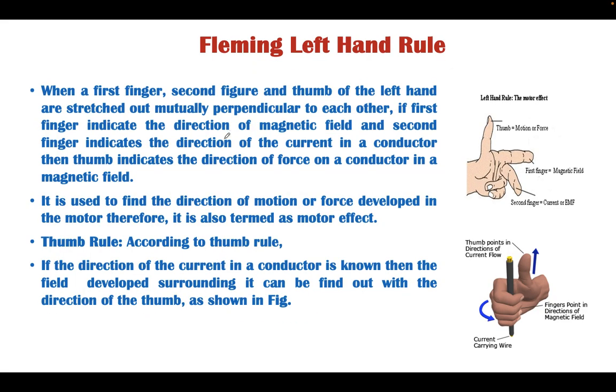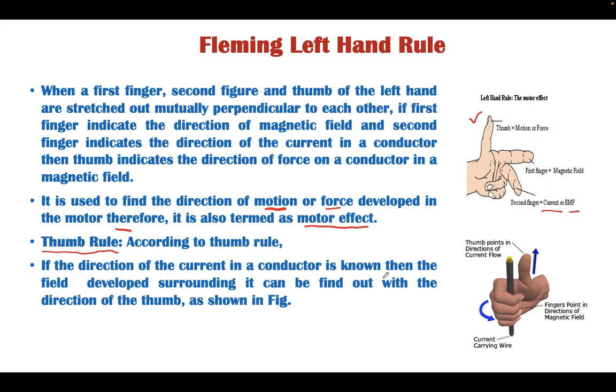The next is Fleming's left hand rule. This is also an important concept in magnetic circuits. Here we stretch out three fingers of the left hand: thumb, first finger, and second finger. The first finger represents the magnetic field, as it did in the right hand rule as well. Then the second finger represents the direction of current or EMF in the circuit. Then the force or the motion of the conductor can be represented with the help of the thumb. It is used to find the direction of motion or force developed in the motor, and therefore it is also termed as the motor effect.